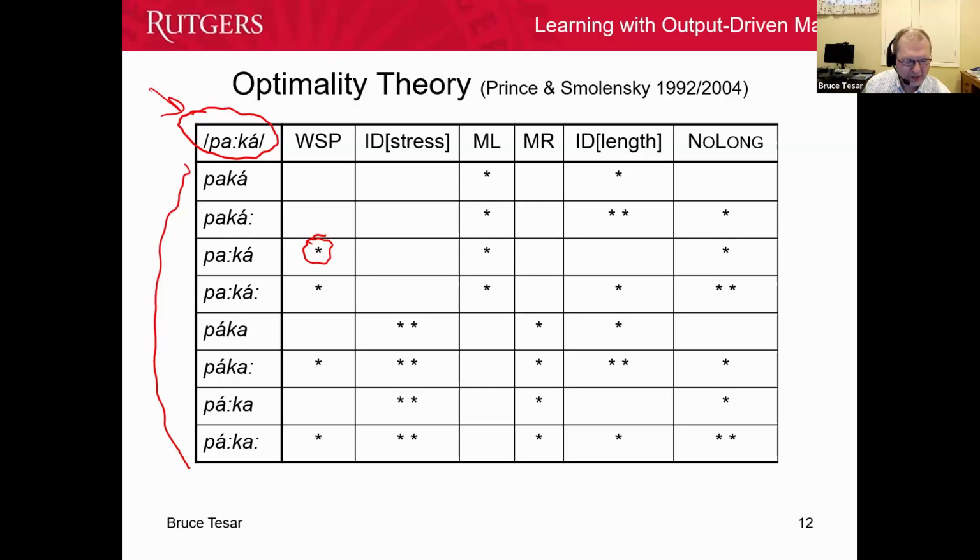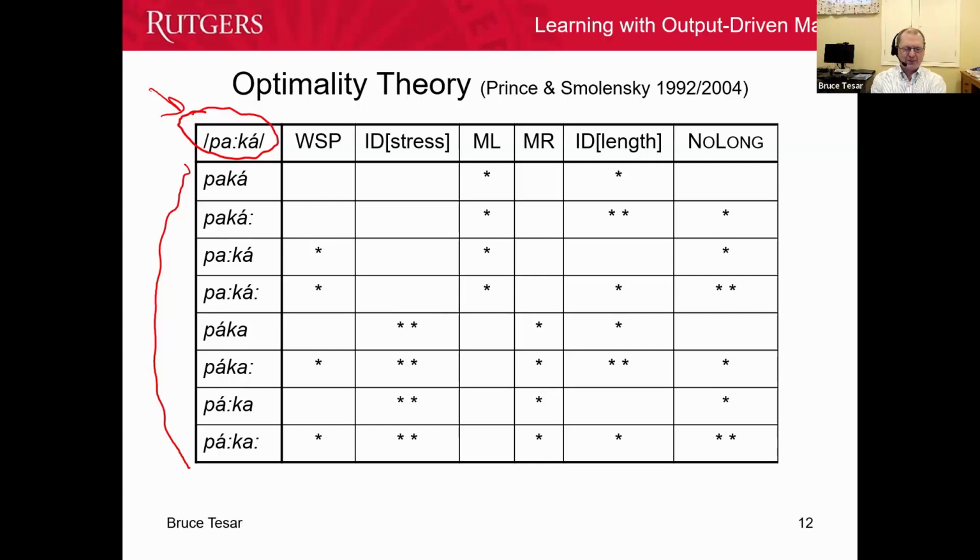Okay, so this third candidate down violates this first constraint. WSP stands for weight to stress principle once. This candidate here violates ident stress twice. And the goal is to find the candidate that does the best job of satisfying the constraints. Okay, so you want to, in some sense, minimize the constraint violations.